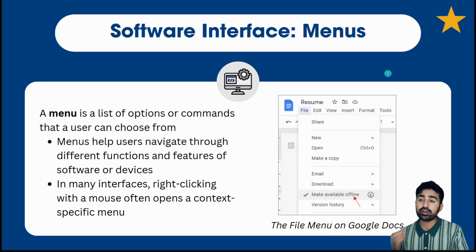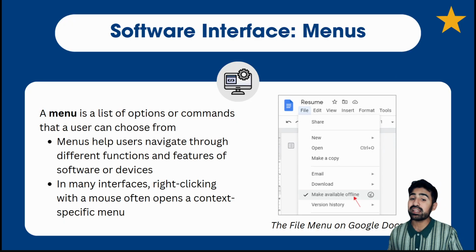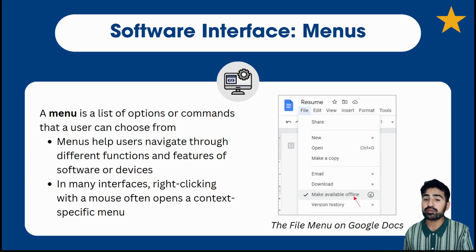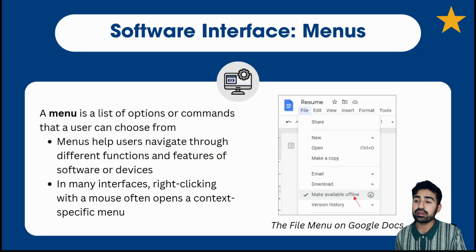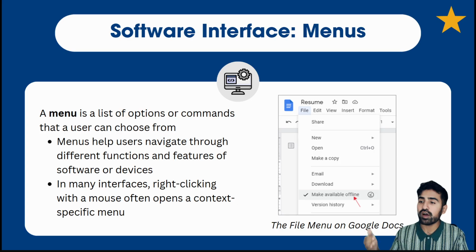So one important component that we're going to see quite a bit is menus. A menu is a list of options or commands that a user can choose from. So menus are your friend. They're going to help you find the feature or function of that app that you need. So it'll help you navigate through lots of different functions and features. Usually they're categorized right into different menu tabs. File, for example, is going to have all your file options. The insert's going to let you insert different types of media if you're on a word processor.